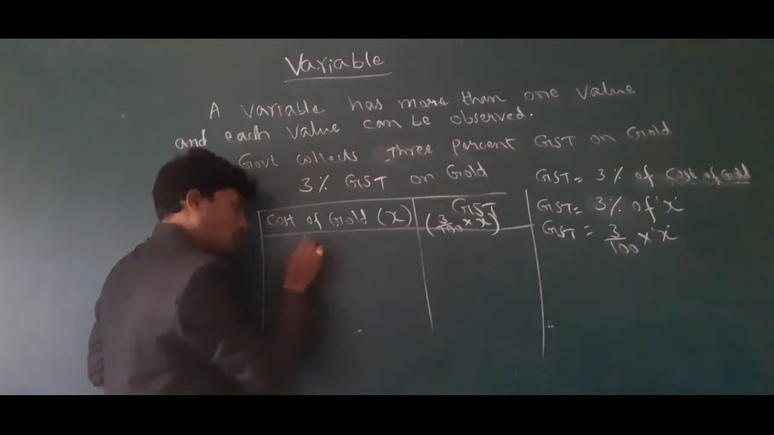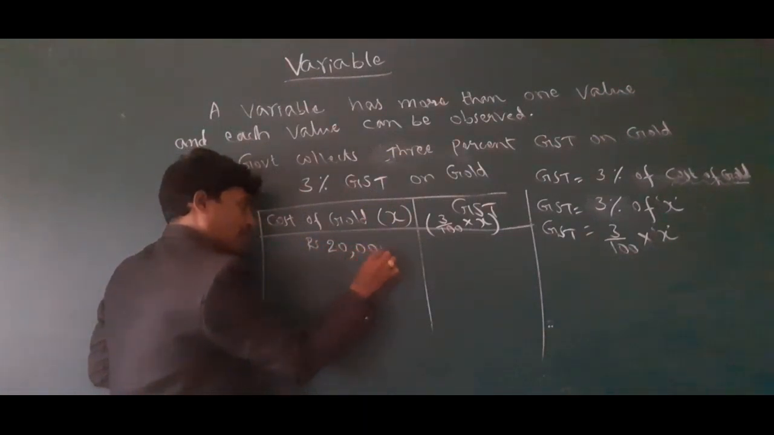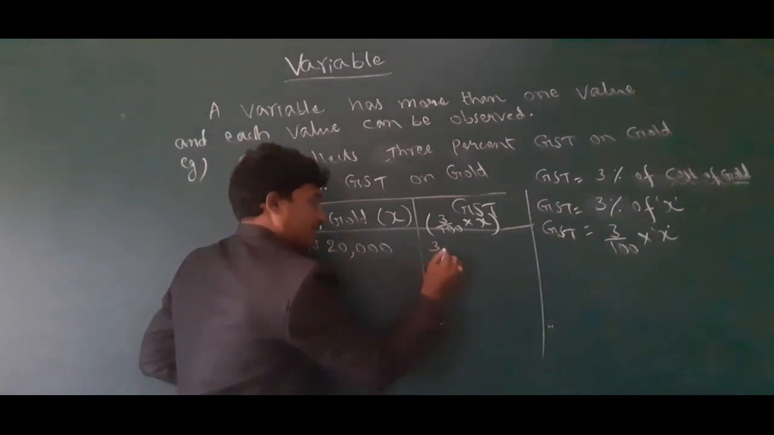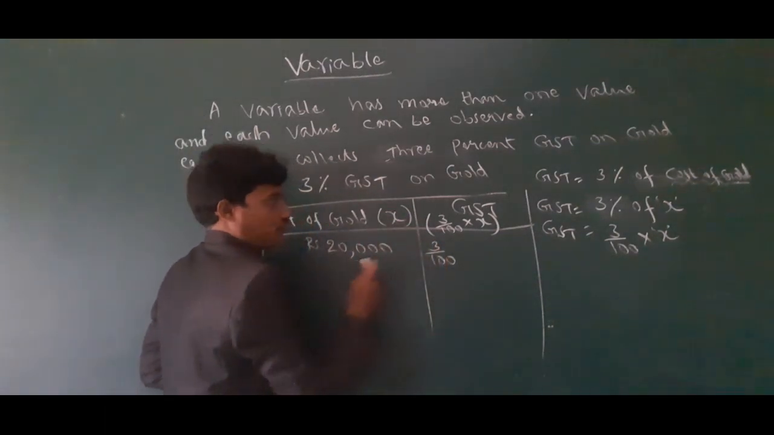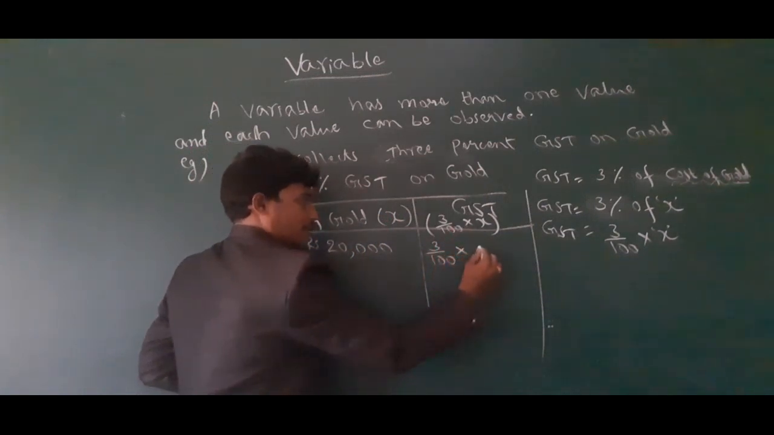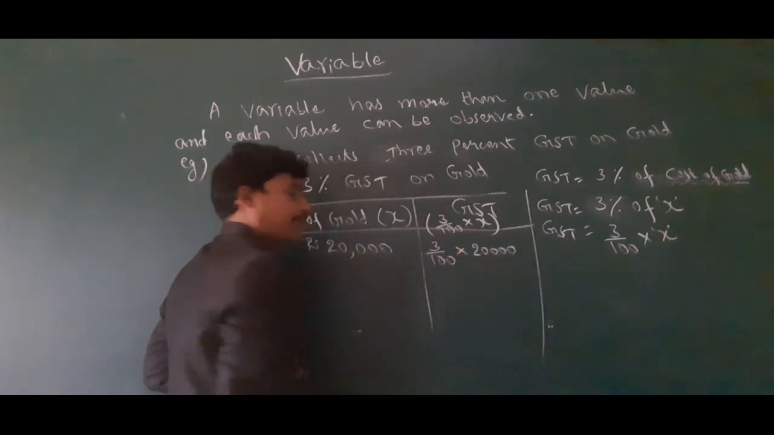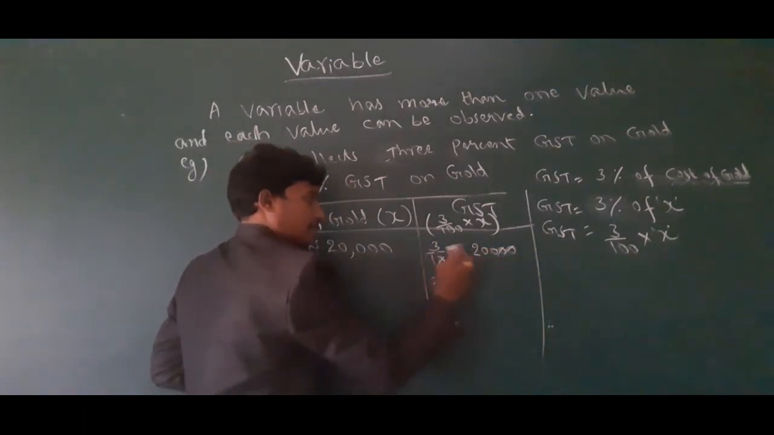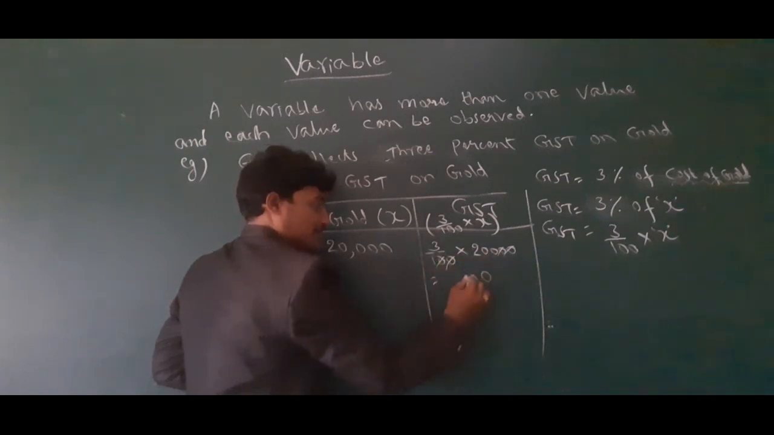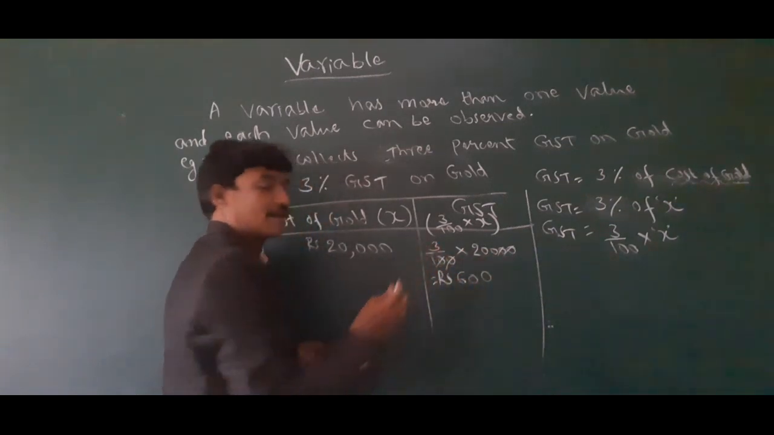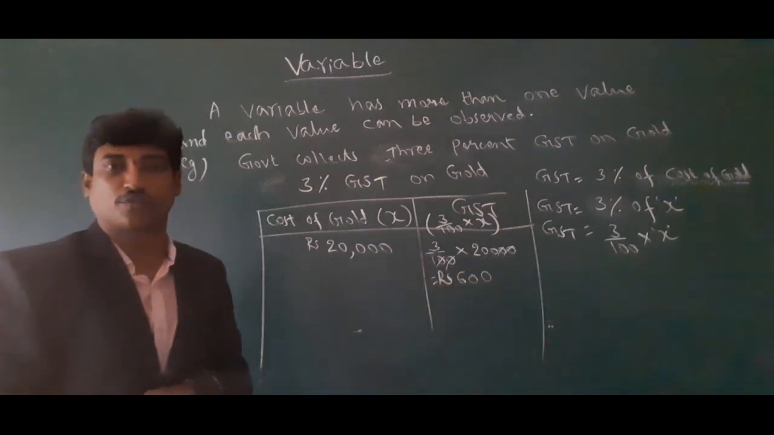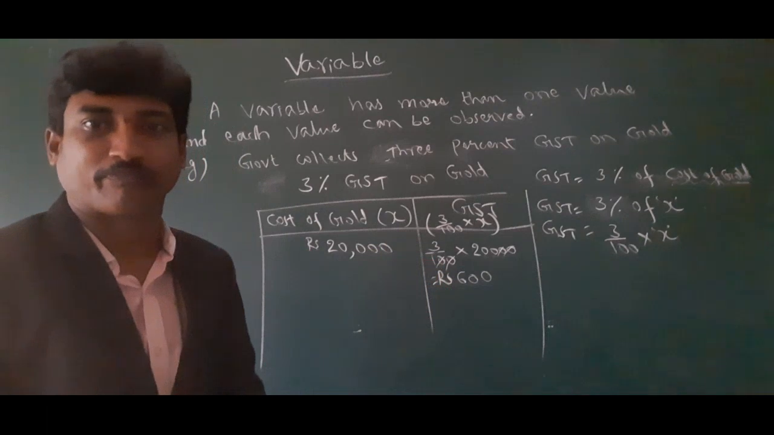If I purchase gold of 20,000 rupees, then what GST do I need to pay? 3% of x, that is 3 by 100 into x, where x is 20,000. Then the GST is 600 rupees. So 20,000 plus 600, 20,600 needs to be paid.